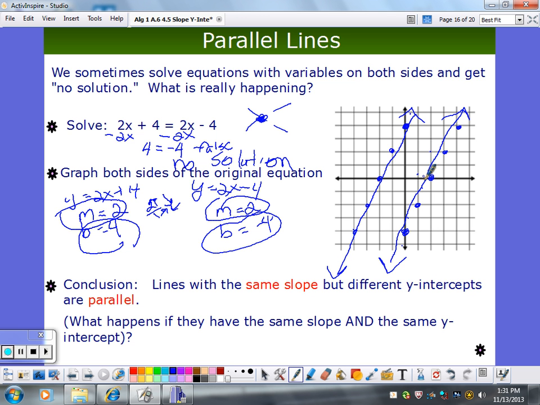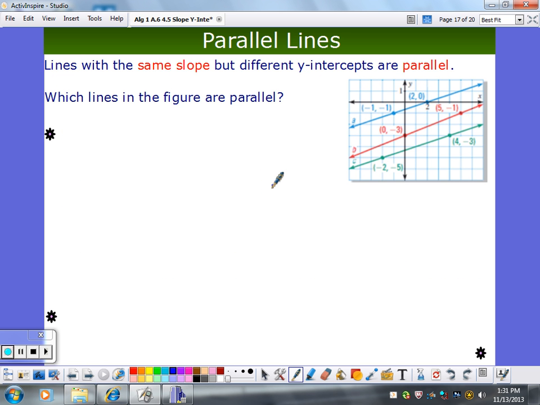Now why do the y-intercepts have to be different? What if this one also was a plus 4? Where would that line be? It would be the same line. It would be one line right on top of the other line. So that's not parallel lines. So for lines to be parallel, same slope, different y-intercepts. That's what we get. So let's see. Lines with the same slope but different y-intercepts are parallel.